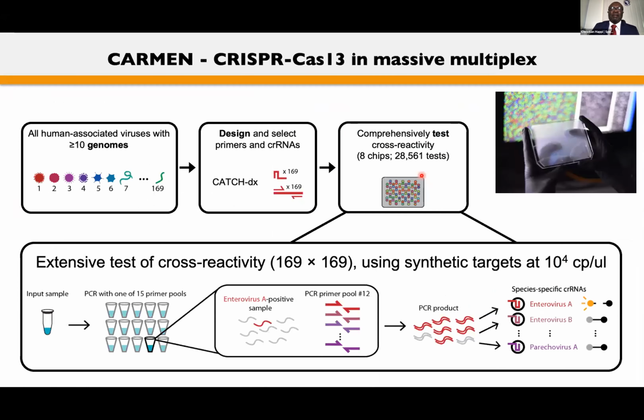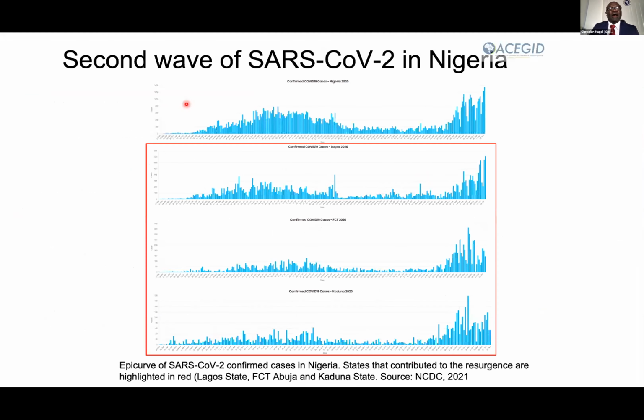But we could also massively multiplex these assays, in order to develop a multiplex that can pick up about 300 to 400 different pathogens in a single test. And this is what we call the Carmen technology. And this is really undergoing validation in the FDA.